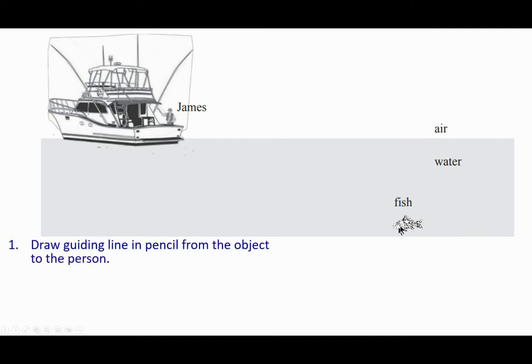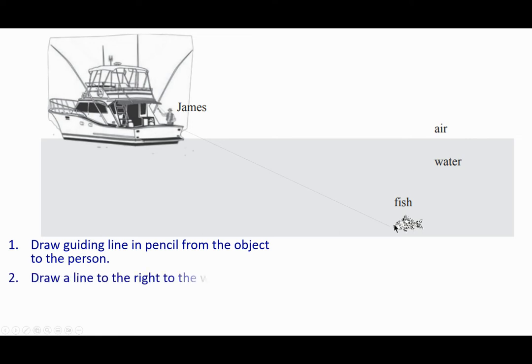We draw a guiding line from some point in the fish to James, and that'll be a straight line. Now remember, light will not travel in straight lines because it is slower in water than in the air, so it will bend. This is just simply a guiding line to know more or less where we need to draw the rays. So once we've got the guiding line, we're not going to draw it to the left because it's going to go into the boat.